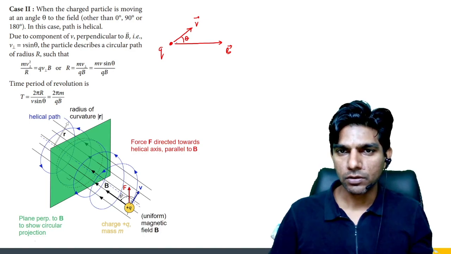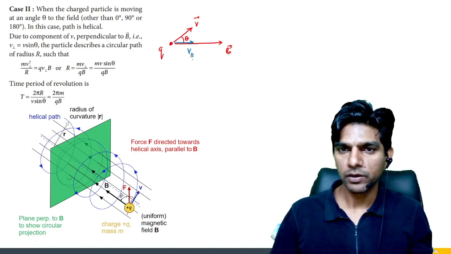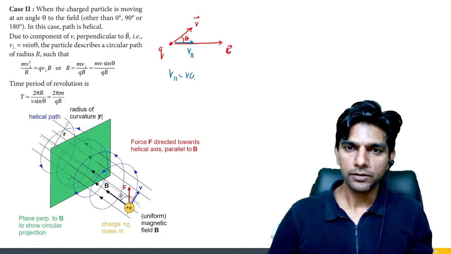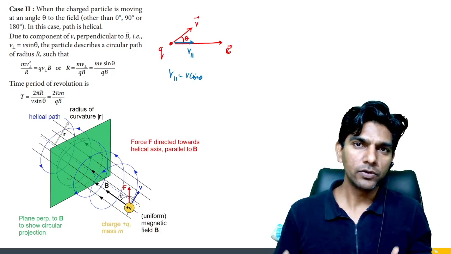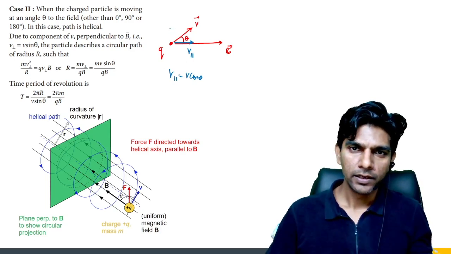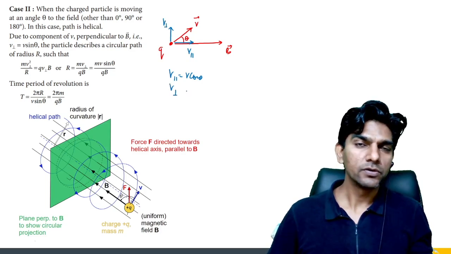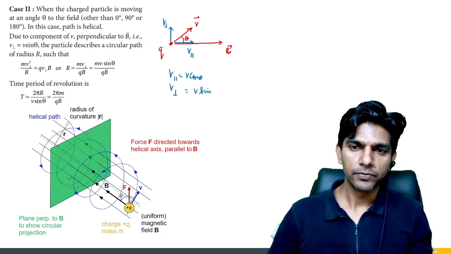So first we'll resolve velocity along the magnetic field. So this will be, let me call it v parallel. So v parallel is v cos theta. V parallel means the component of velocity which is parallel to magnetic field, and there is another component, v perpendicular, a component of velocity which is perpendicular to magnetic field.